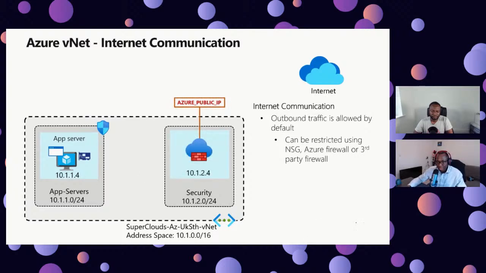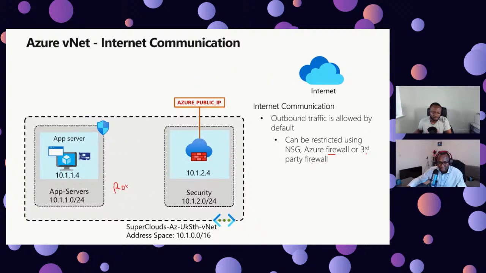I can also restrict that communication using an Azure firewall or a third-party firewall. So I can create a subnet, deploy a firewall into that subnet. It has a public IP address. And I can now use a route table to force traffic that needs to go to the internet through this firewall. That way, any communication that's going to the internet will go through the firewall, and I can have restrictions over here. To do that, I just use something called route tables.